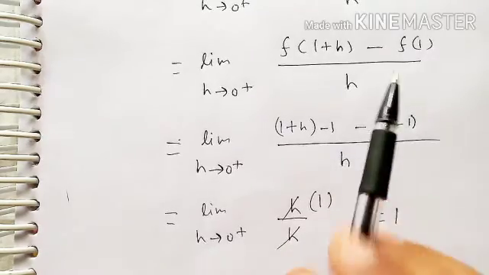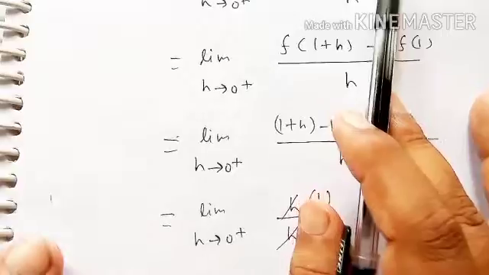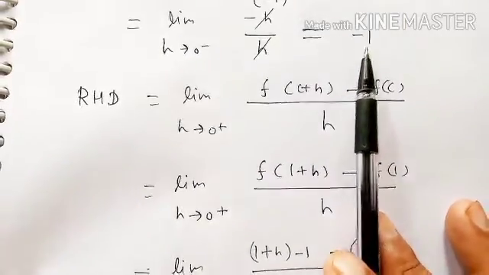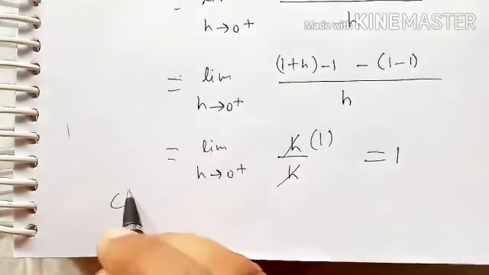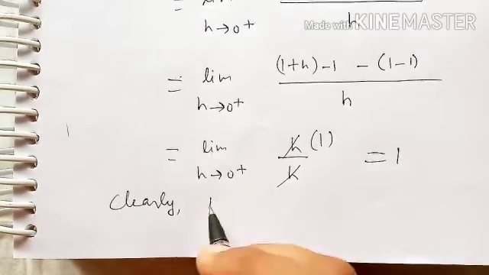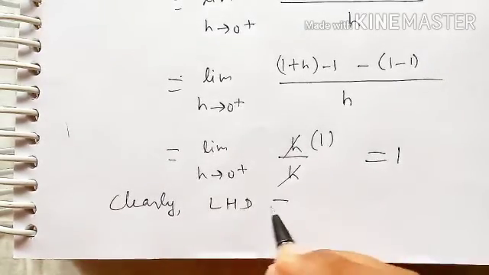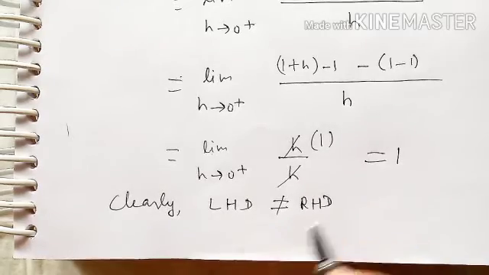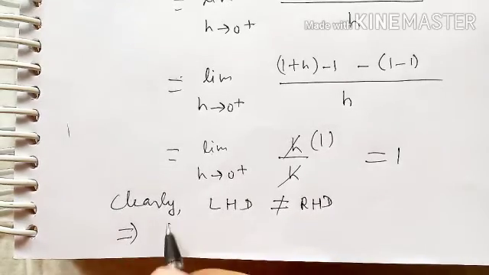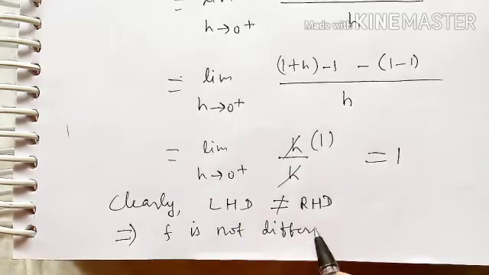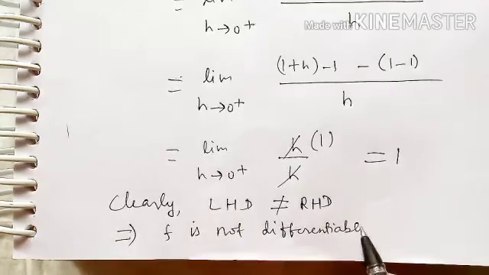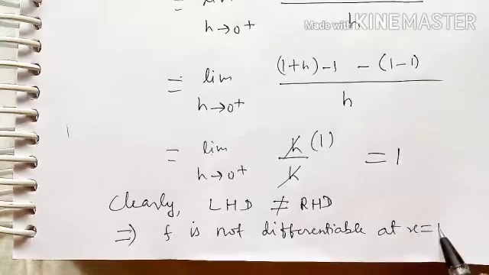You can see LHD is −1 and RHD is 1. Clearly LHD is not equal to RHD. This implies that f is not differentiable at x = 1.